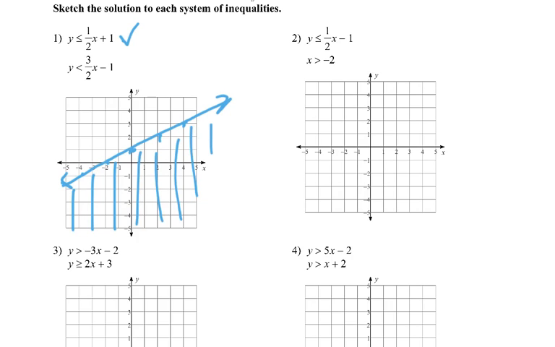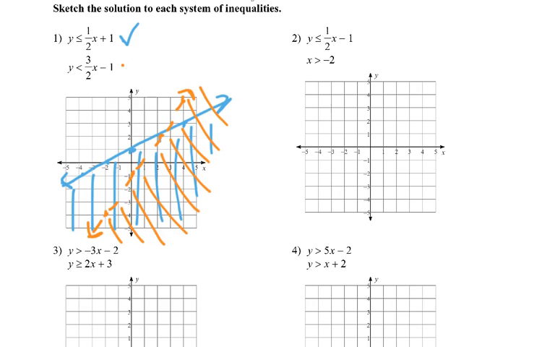Now I'm going to do the second one. So y-intercept of negative 1, slope of 3 over 2, so up 3 to the right 2, or down 3 to the left 2. There's no equal to here, so I'm going to draw a dotted line, which means the line isn't part of the solution. Y is also less than, so I'm going to shade below here.